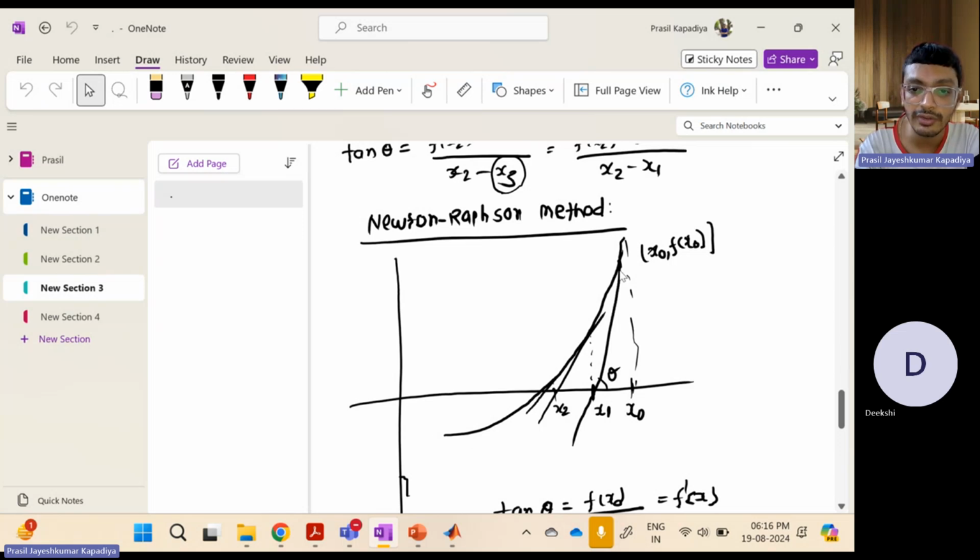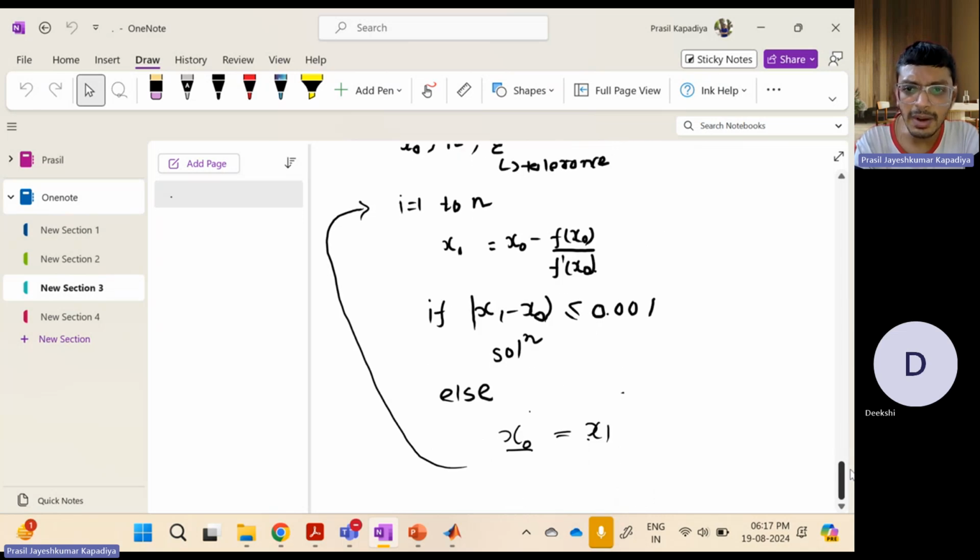Let's say this is your equation represented by a curve. You are taking some initial guess at x is equal to x0, and for that value of x0, you are finding the value of your y0 or f of x0. Now from that point, you are drawing a tangent, and at whatever point it is intersecting the x-axis, from that point, you are again calculating the value of f of x1. From that point again you are drawing one tangent, and like that you are doing it until you reach f of x is equal to 0, your solution point. So this is the Newton-Raphson method.